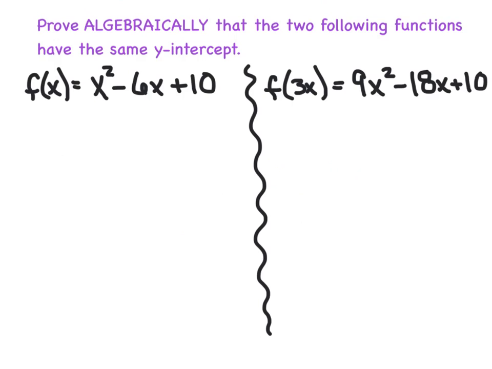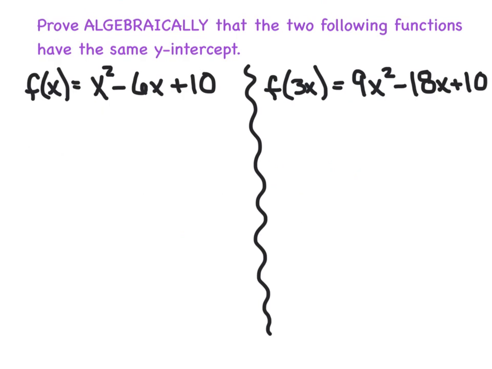Now in this question, and watch how the focus is on algebraically accomplishing this. They want me to prove algebraically that the two following functions have the same y-intercept. And what I did is I just grabbed the first example from that last slide. Here's the original, and here's what f of 3x looks like. And what we're trying to prove here is that the y values don't change, or they're not affected. It's only the x values that change.